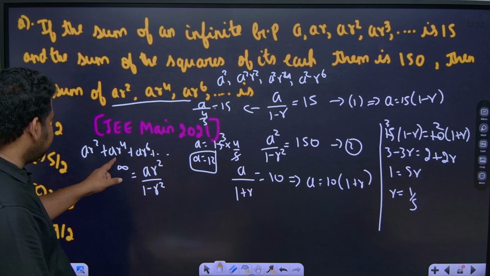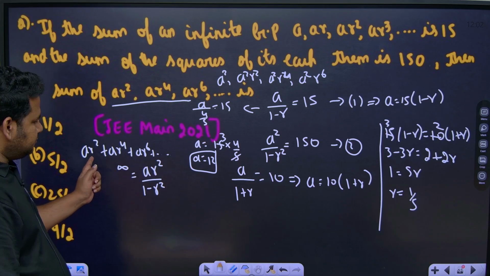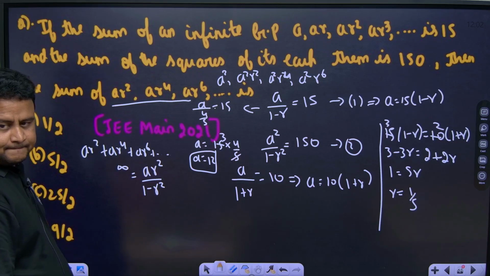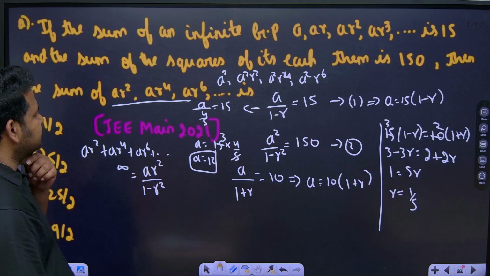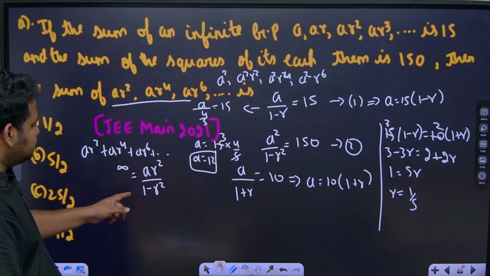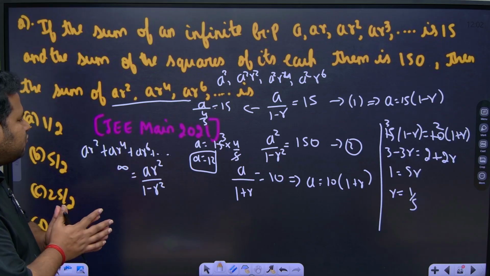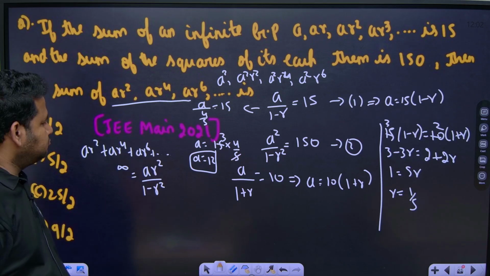Why? Because the common ratio is r square, and this is 1 minus r square, and this is A. So they are asking ar square, ar to the power of 4, ar to the power of 6 up to infinity. So this will become, if I put the values, what will I get? A is 12 and r is 1 by 5.